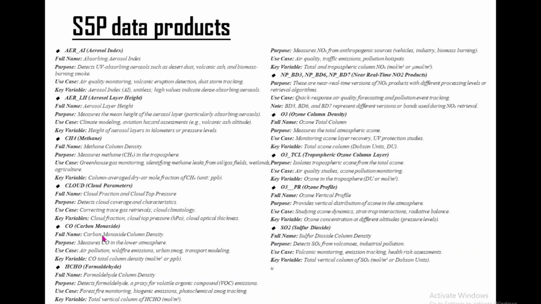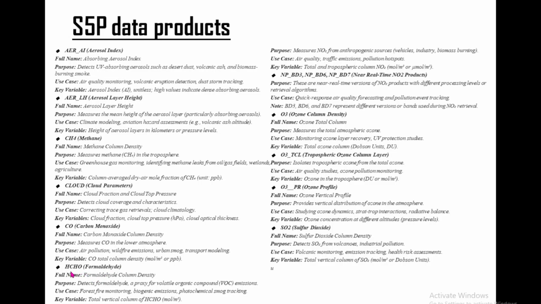It also helps us in tracing gas retrievals, correcting it for retrieving trace gases, and cloud climatology. The fraction of the cloud is measured. Cloud top pressure and cloud optical thickness are also measured. Similarly, I'm sorry, carbon monoxide column density. It measures the carbon monoxide in the lower atmosphere. It's used for monitoring air pollution, wildfire emissions, urban smog, and transport modeling.